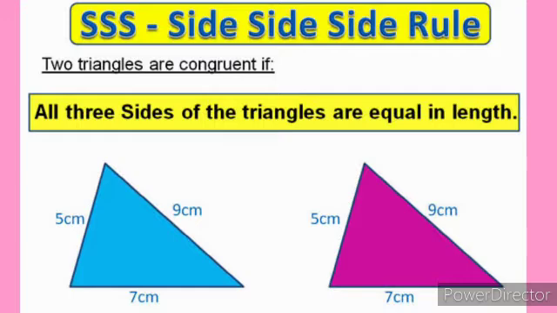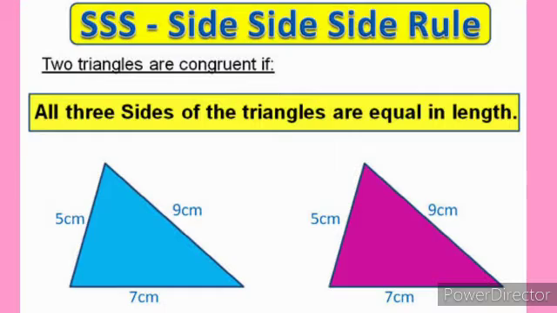Children, observe these two triangles. SSS congruent rule means side, side, side rule. In these two triangles, 5 centimeter, 5 centimeter, and one more side 7 centimeter, 7 centimeter, and the third side is 9 centimeter, 9 centimeter. That means all three corresponding sides are equal. So these two triangles are congruent if all three sides of the triangles are equal in length.